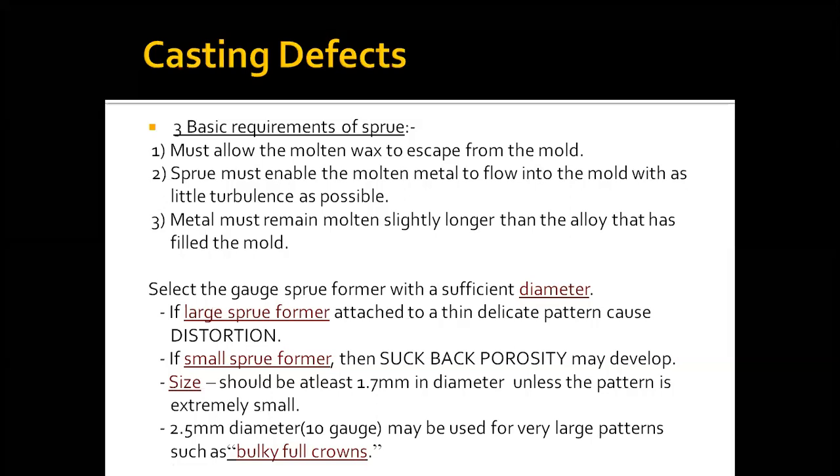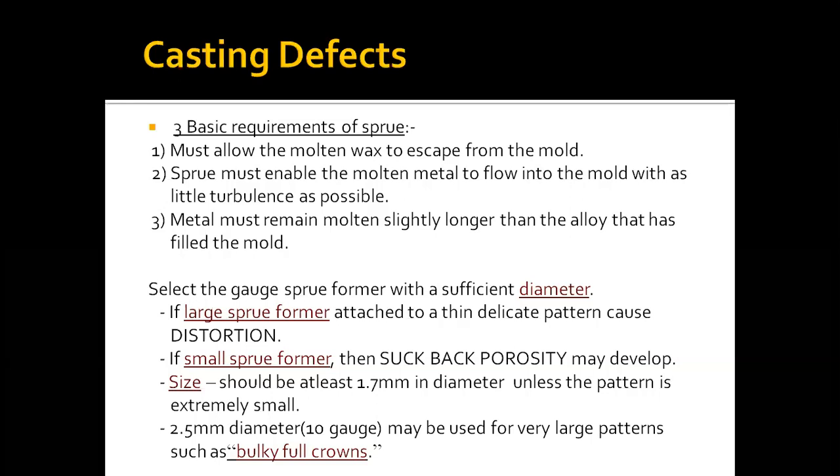Now, there are three basic requirements for why you want a sprue. You sprue the wax because you want to allow the molten wax to escape from the mold. Second, the sprue must enable the molten metal to flow into the mold. Once there is dewaxing, you want the molten metal to flow into the sprue. Third, the metal must remain molten slightly longer than the alloy that has to be filled in the mold.